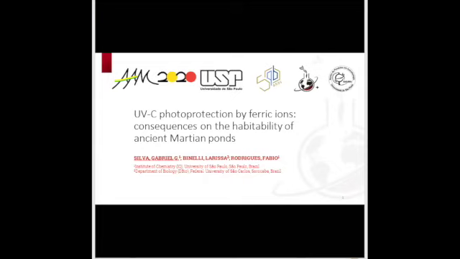I'm going to present a work called UVC Photoprotection by Ferric Ions, Consequences on the Habitability of Ancient Mars Ponds. This work was developed at the University of São Paulo, Brazil, and is a part of a bigger project about the habitability of Mars.